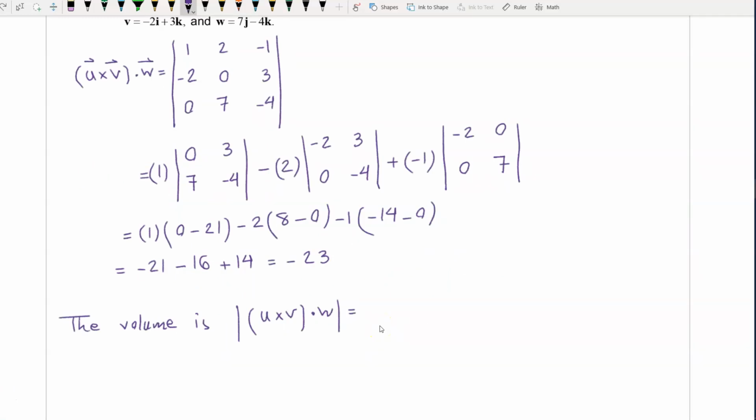So the volume is the absolute value of U cross V multiplied by W. It is equal to the absolute value of the number that we had here, negative 23. And this is equal to positive 23.